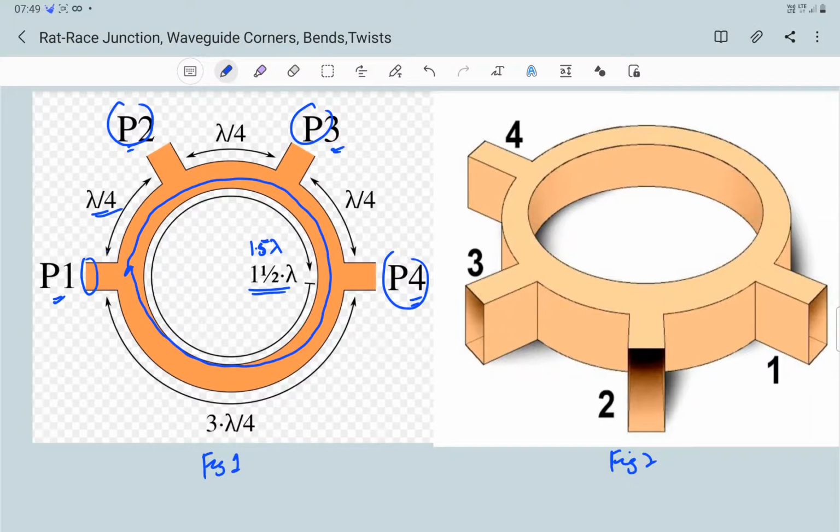For example, the spacing or the electrical length or the separation between ports P1 and P2 is lambda by 4. The separation between ports P2 and P3, the arms connecting to the ports P2 and P3, is again lambda by 4. Likewise, the distance between ports P3 and P4 is again lambda by 4. This lambda is basically guided wavelength, so this has to be lambda g by 4, this again has to be lambda g by 4, lambda g by 4. And on the other side, it is 3 lambda g by 4, where lambda g is guided wavelength.